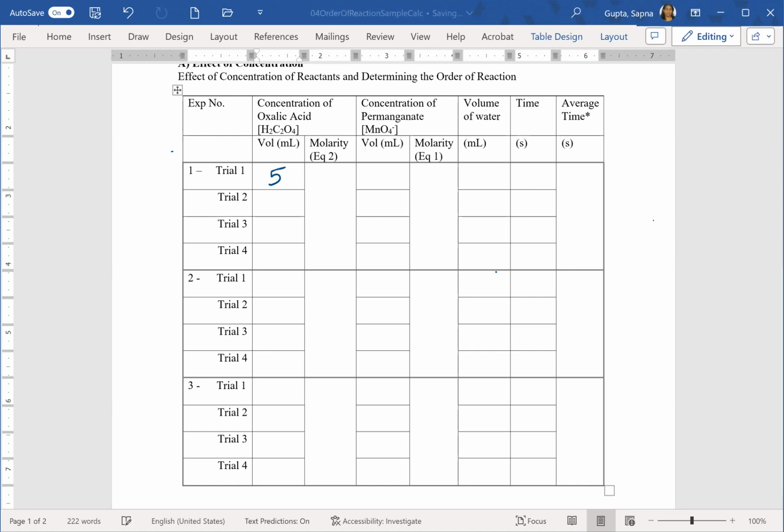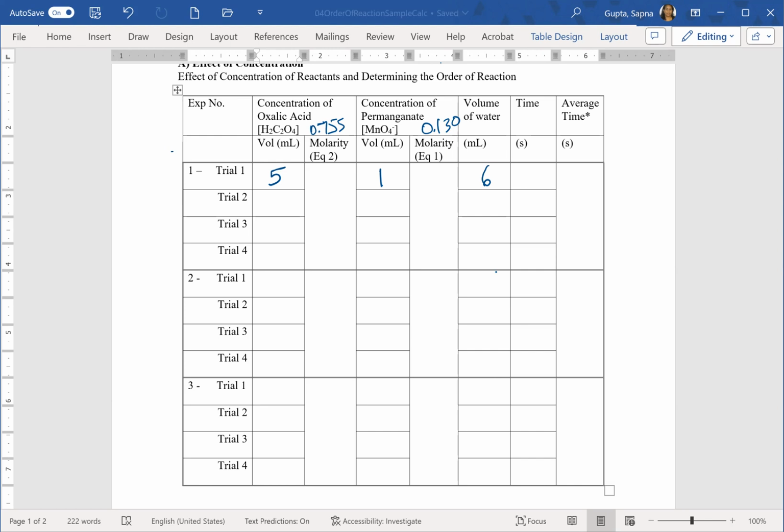So you're using 5 milliliters of this, potassium permanganate is 1, and water is 6. The concentrations are also given to you. The concentration for oxalic acid is 0.755, and for permanganate it is 0.13. This is given to you, but now that you're mixing everything up in more water, you need to calculate new concentrations.